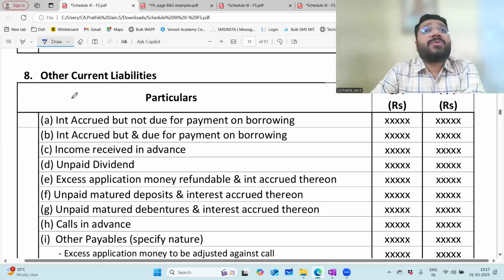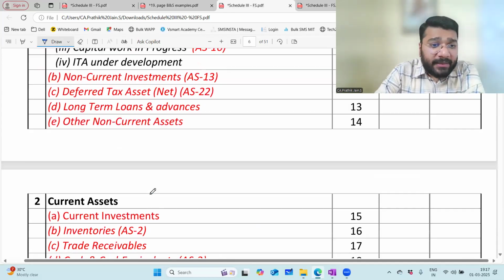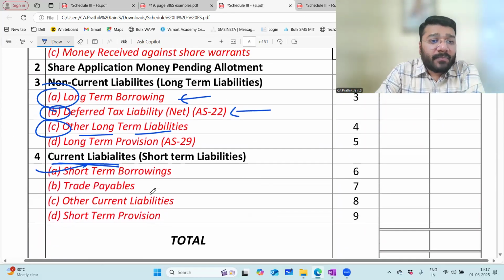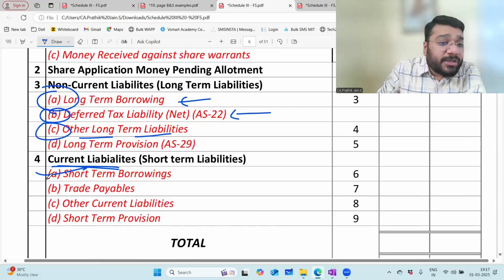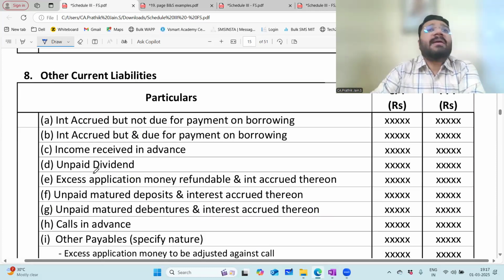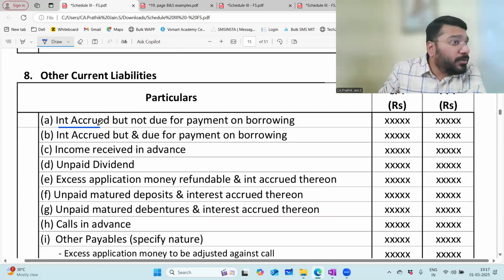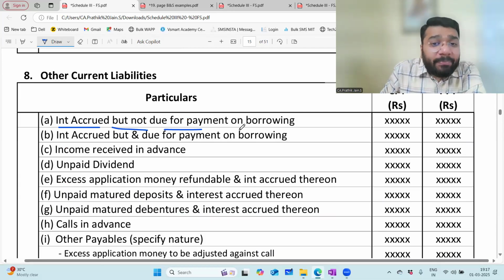Other current liabilities means what? Anything which does not fit in the above categories. Any liability which does not fit in the short-term borrowing, trade payable, and short-term provision will come under other current liability. In that, they've given multiple bifurcations. We have to understand the meaning of each and every bifurcation. In that, the first item is what? Interest accrued, but not due for payment on borrowing.